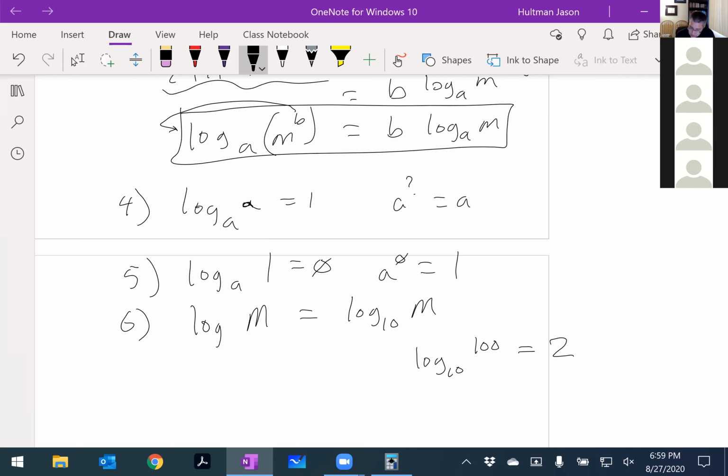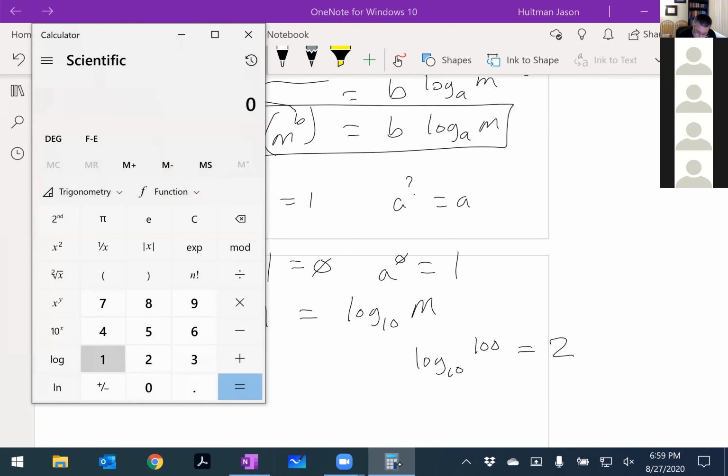Does that make sense? So if I did log of 100 on my calculator, let's take the log of 100. Look at that. Isn't that 2? So if you just have log without a base, it's assumed to be base 10. Okay? And the reason it's assumed base 10 is because we have 10 fingers, and we use base 10 as our number system.